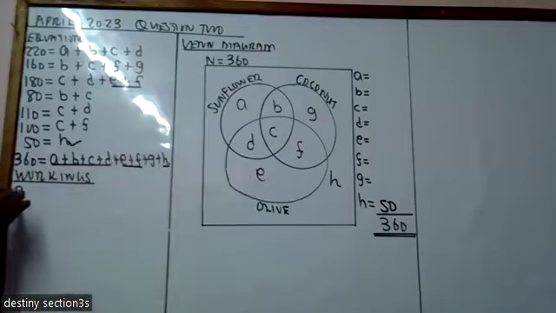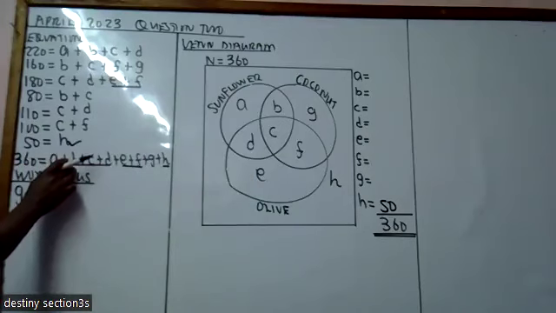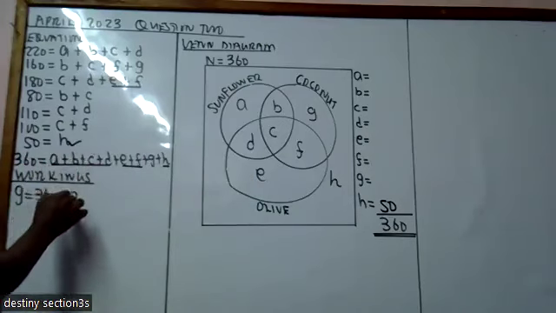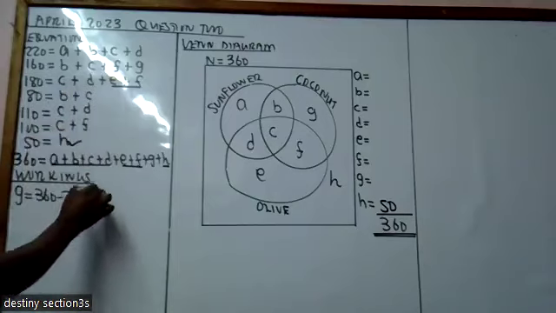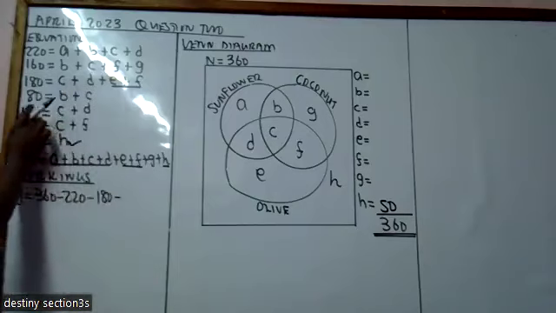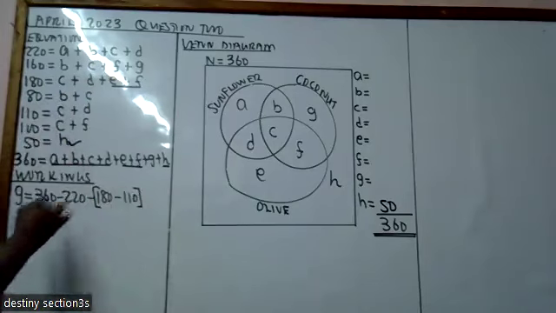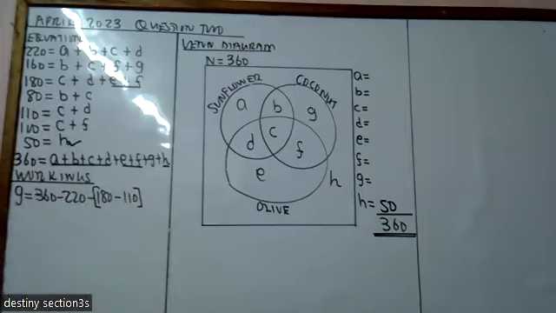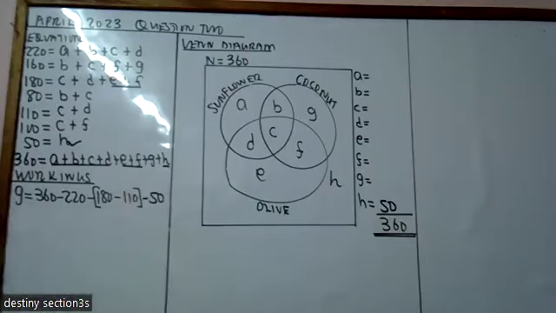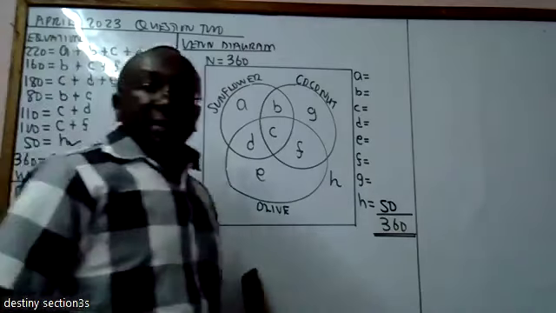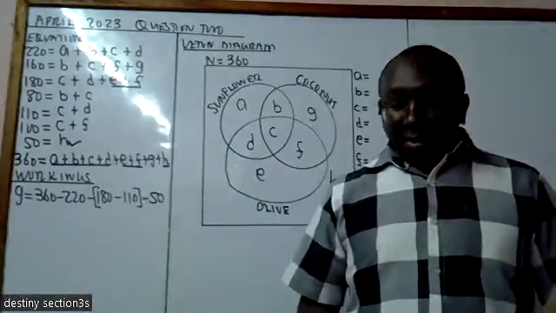So we are going to say that G is 360 minus this block of ABCD, which is 220, minus EF. EF is obtained here from 180, minus this CD. CD is 110. That is EF. Then you minus H, which is 50. So work that out and tell me the answer.